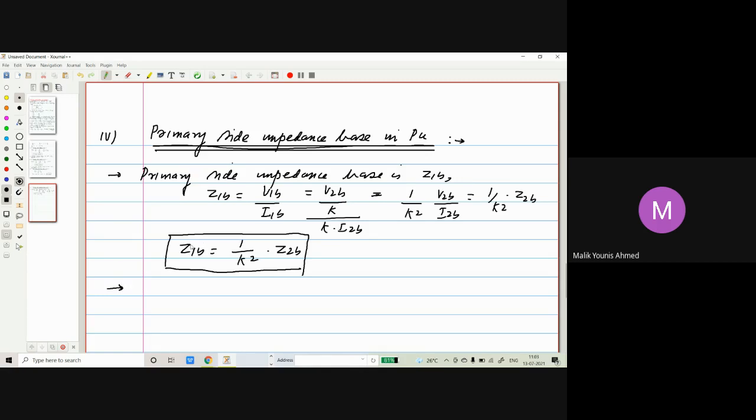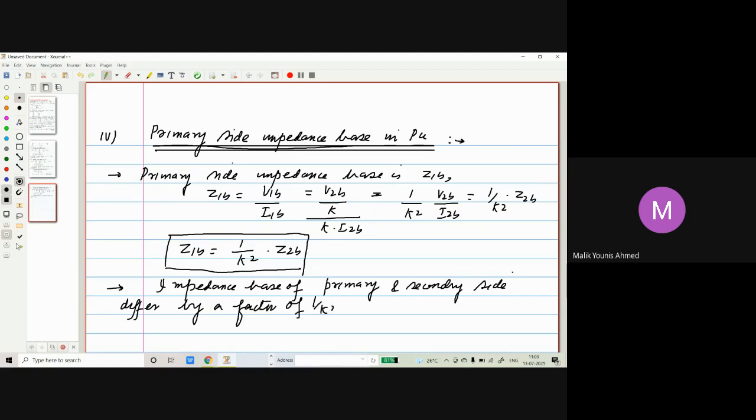So we can write here that the impedance base of primary and secondary side differ by a factor of 1 by K square. They differ only by the factor of 1 by K square.